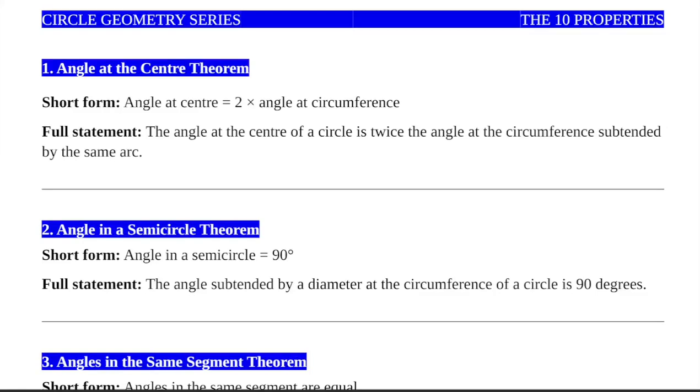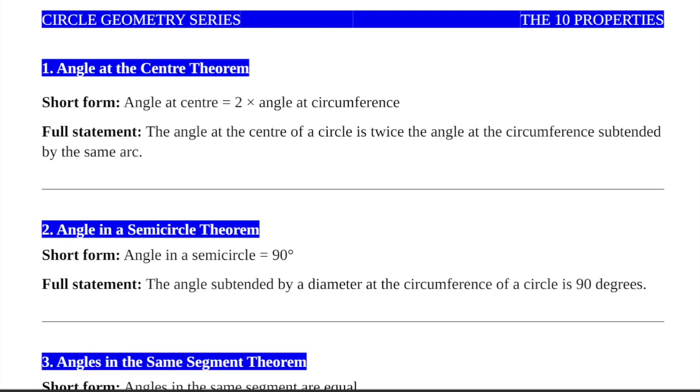We are continuing with our cyclic geometry series. In this lesson, we are going to summarize all the 10 theorems or other properties we have covered from the previous videos, and then we are going to solve 2 examples from past papers. Now let's go straight to it.